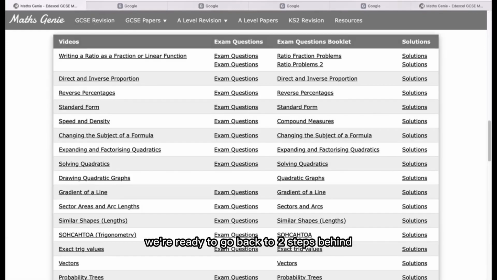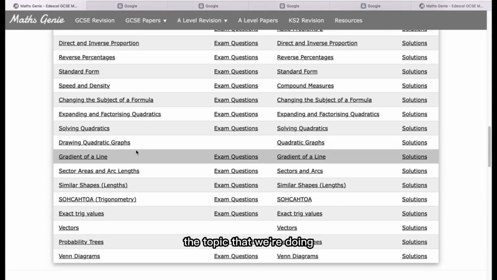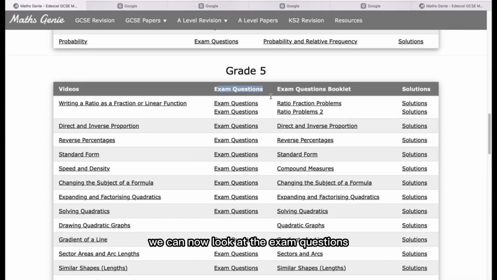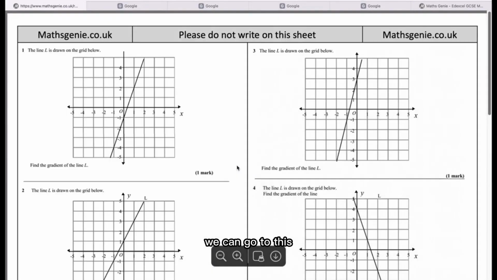We're going to go back two steps and return to the topic we were doing, which is gradient of a line. When it comes to this, we can now look at the exam questions. For the gradient of a line, we can go to this, and this is where you get the exam questions.